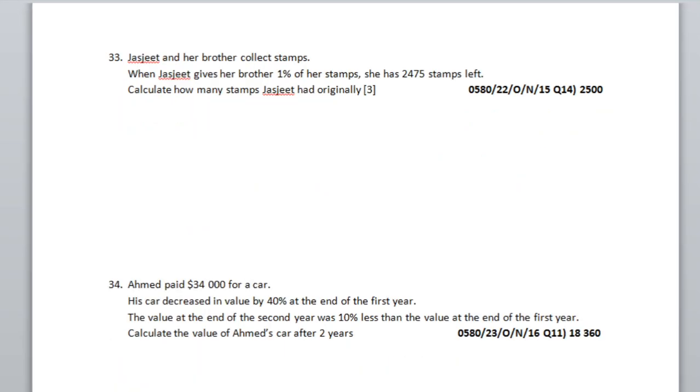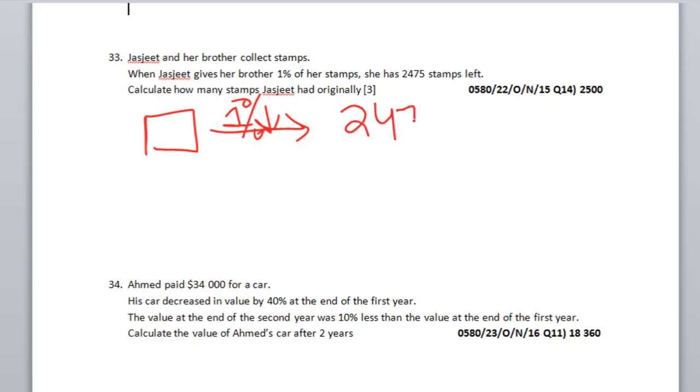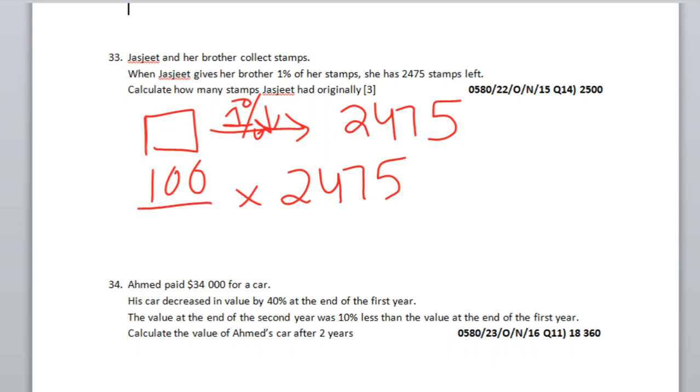Question number 33. Jasjeet and her brother collect stamps. When Jasjeet gives her brother 1% of her stamps, she has 2475 stamps left. How many stamps Jasjeet had originally? So she had a certain number of stamps, and when she gave away 1% of those, she is left with 2475. So this is a reverse percentage question. For that, you multiply 2475 with 100 over 1% less means 99, which will give us 2500.